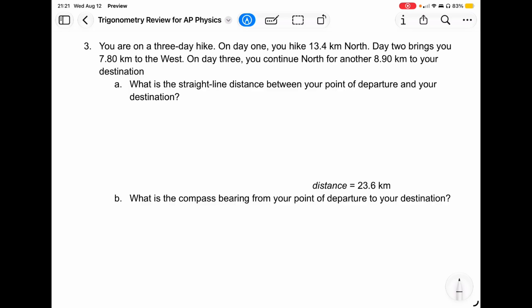With number 3, things get a little bit more complicated because now, rather than having 2 legs of our journey, we're doing a 3-day hike. So we have 3 different legs of our journey. So let's graph this out first, and then we'll play around with the numbers, all right?